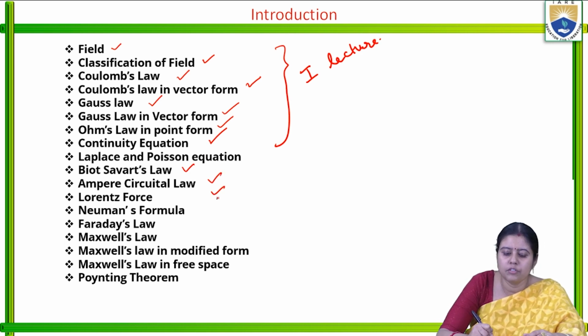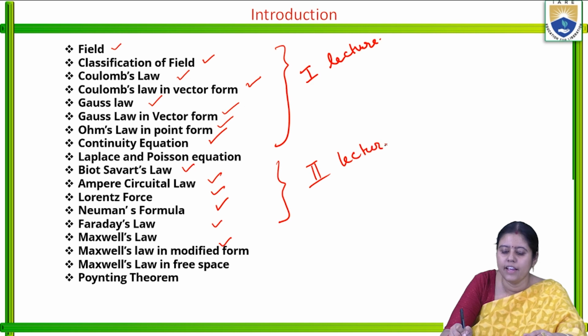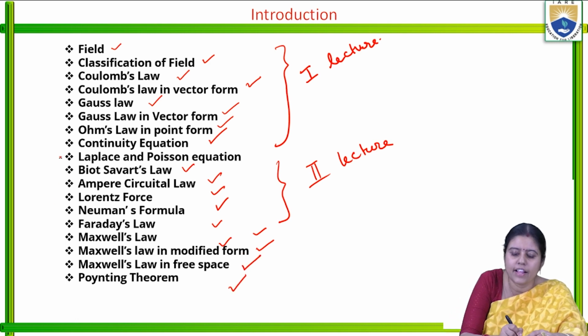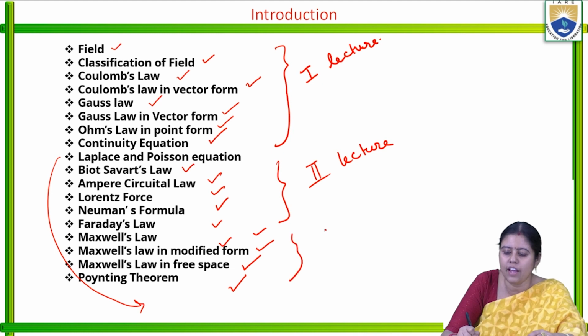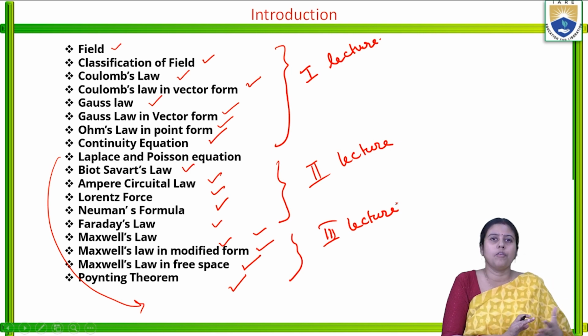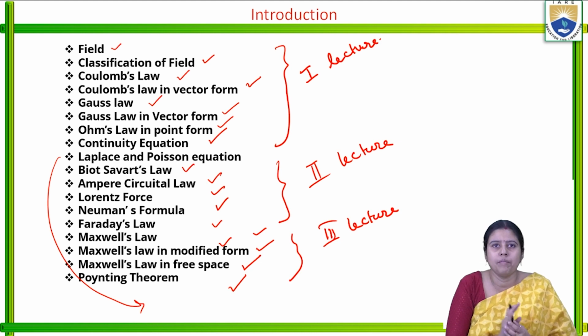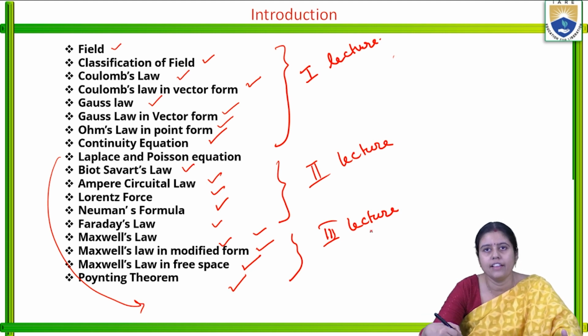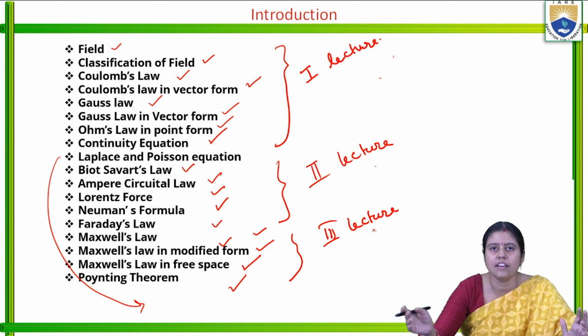Ampere's circuital law, Lorentz force, Neumann's formula, Faraday's law and Maxwell's law I discussed in my second lecture. The third lecture is about Maxwell's law modified from Maxwell's law in free space, the Poynting theorem, and the Laplace and Poisson's equations. So these laws, which are the basis of electrical engineering, we will discuss in my three lectures: the first, second and third, which comprise all the laws.